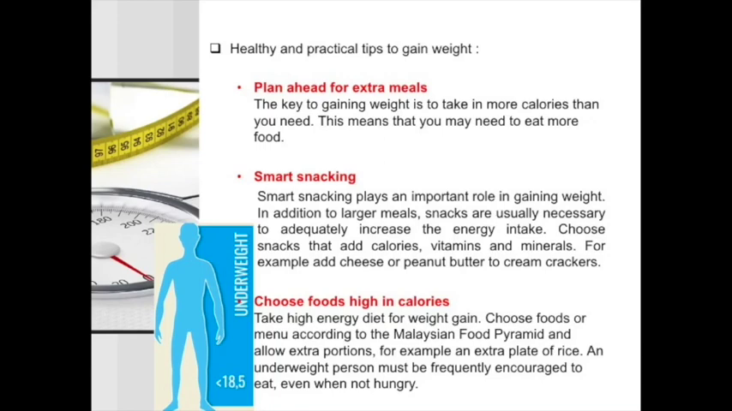Third, choose foods high in calories. Take a high-energy diet for weight gain. Choose foods or menu according to the Malaysian food pyramid and allow extra portions, for example an extra plate of rice. An underweight person must be frequently encouraged to eat, even when not hungry.